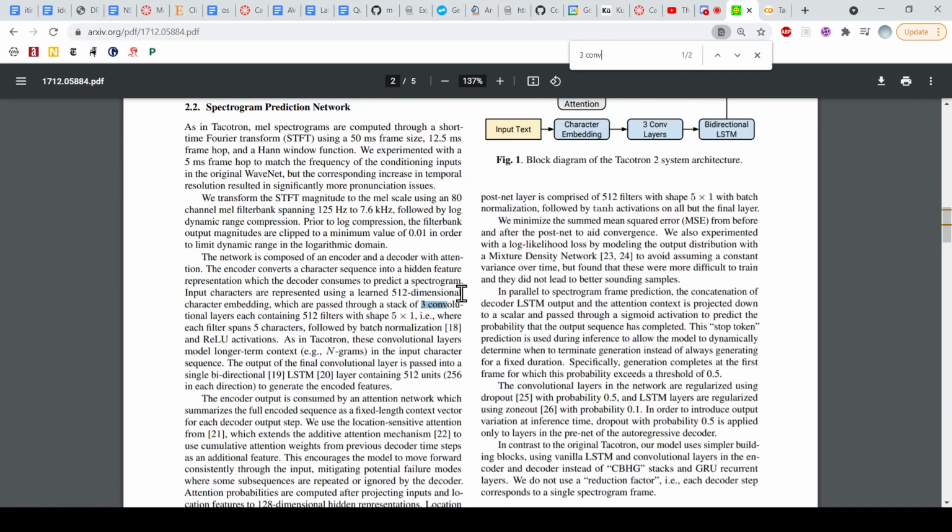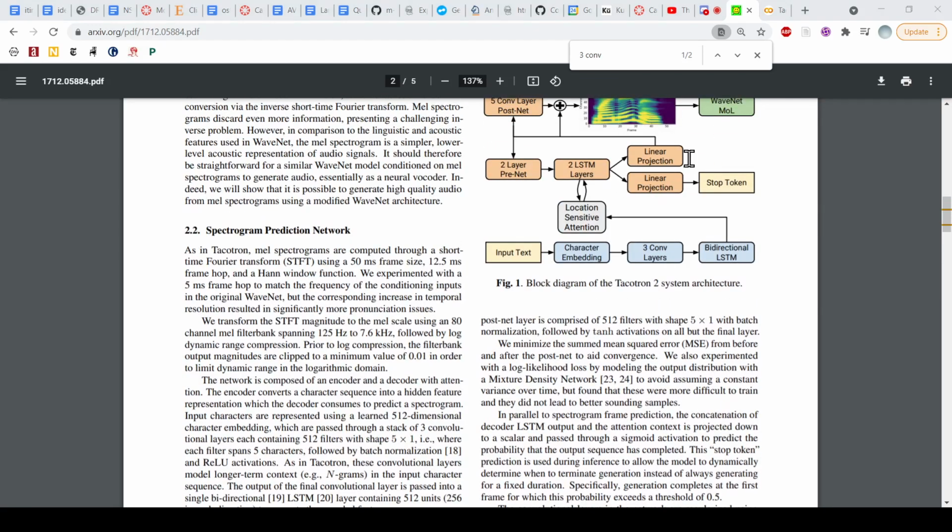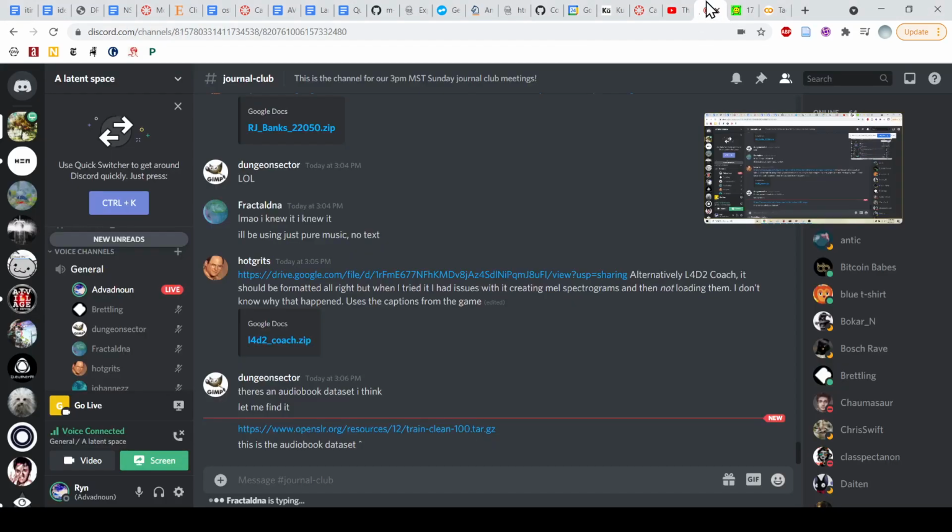Okay, the network is composed of an encoder and a decoder, blah blah blah. A learned 512 dimensional character embedding, we talked about that, which are passed through a stack of three convolutional layers, each containing 512 filters with shape 5 by 1, i.e., where each filter spans 5 characters, followed by batch normalization and ReLU activations. Okay, so they're taking the results of the character embedding and they are running convolutions, so they're basically looking at filters going over the results of the different characters.